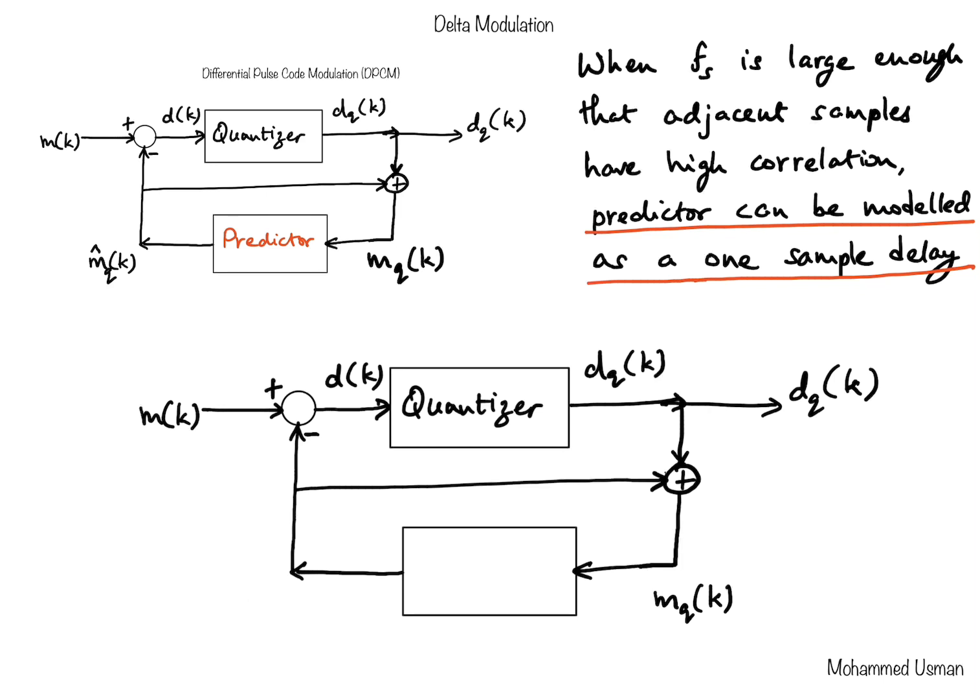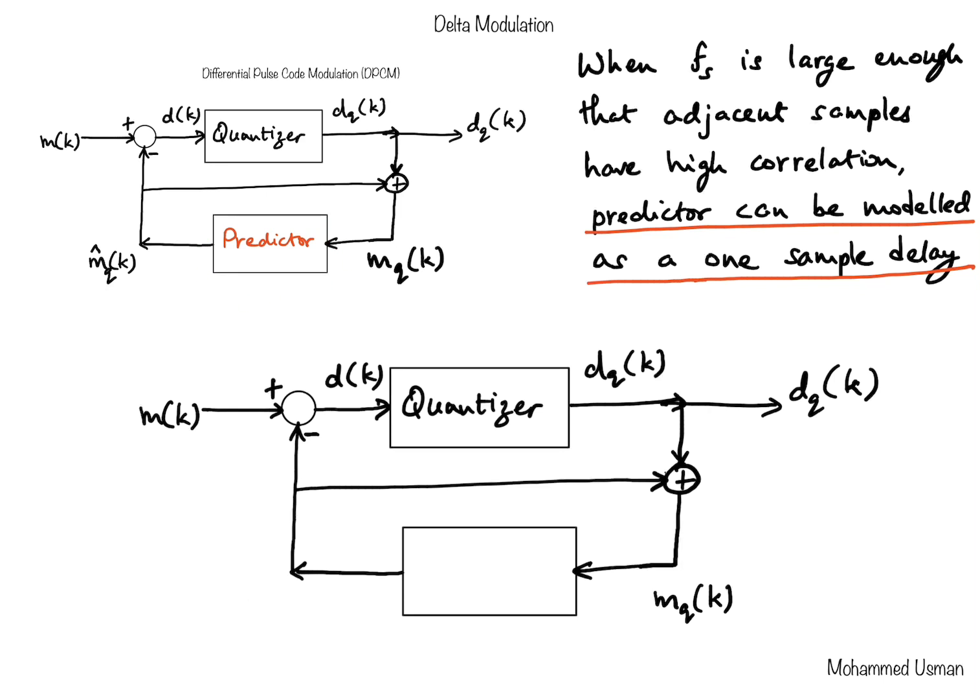Okay, in differential pulse code modulation, we use a predictor to predict the sample value, including the quantization error, and the difference between the actual sample and the predicted sample is quantized and transmitted. Now, the predictor part is a complex implementation. It involves complex signal processing, and therefore the implementation cost and complexity of the predictor is quite high.